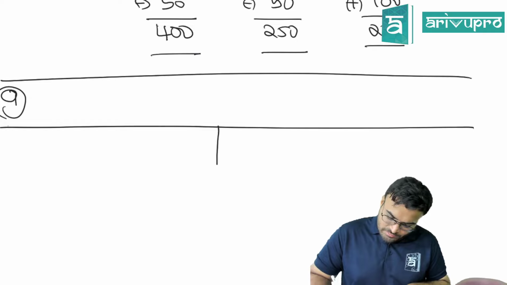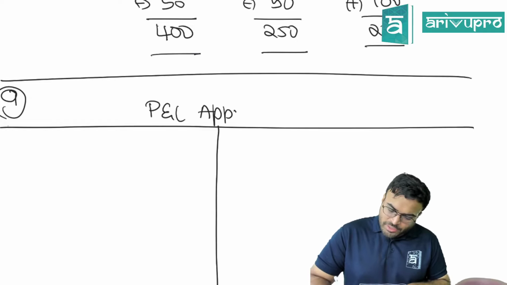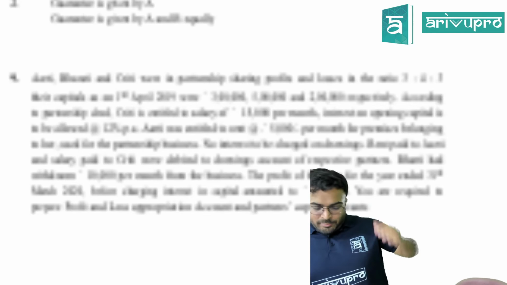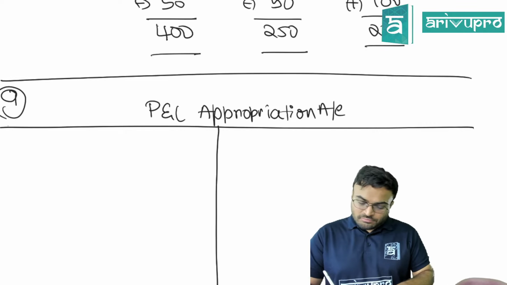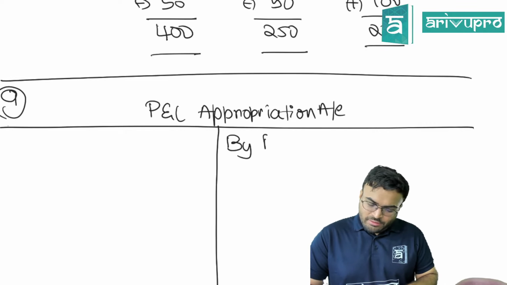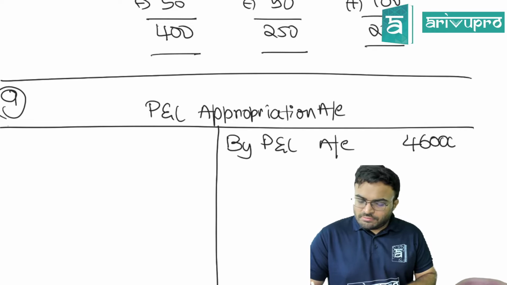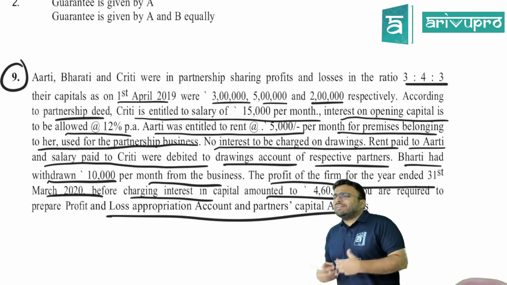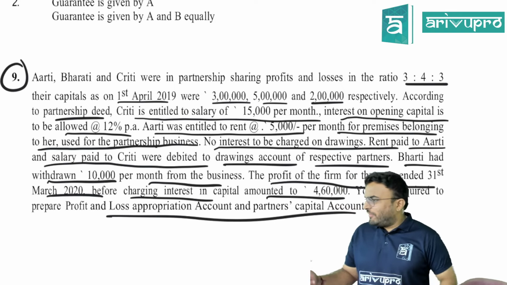Question number 9, right? P&L appropriation account. How much is the profit? 4,60,000, by P&L account. The variables that we know, we will do first. Then the tricky part we will discuss.